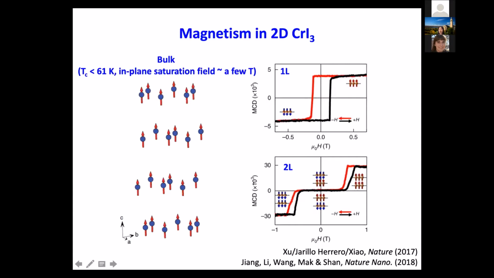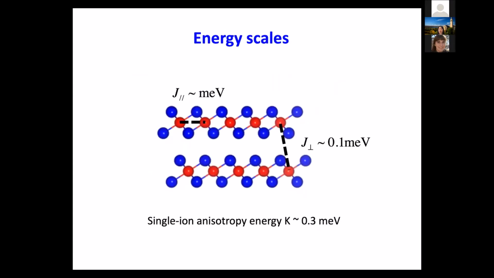Okay, so just from this simple experiment, we can extract the energy scales associated in this problem. So there are 3 energy scales. One, the largest one is the in-plane exchange interaction. So we saw that magnetism survives up to about 60 Kelvin. So if you convert that, the in-plane exchange is on the order of a few meV. That's 2 meV.